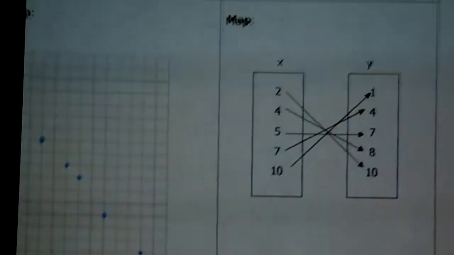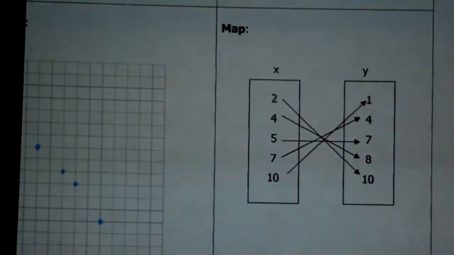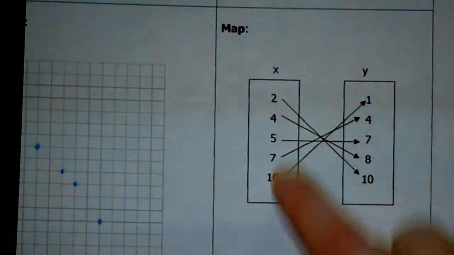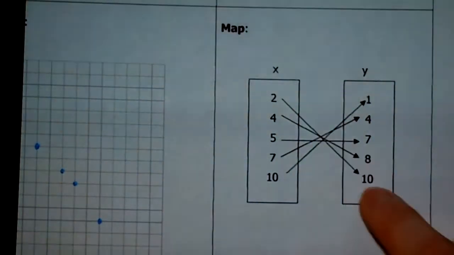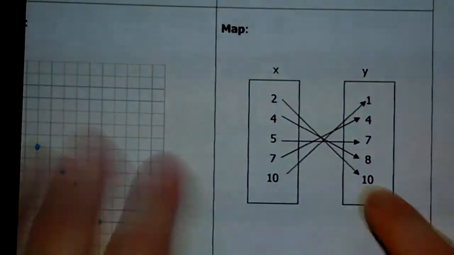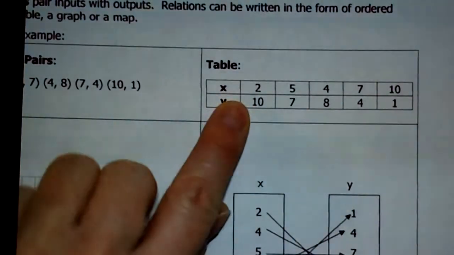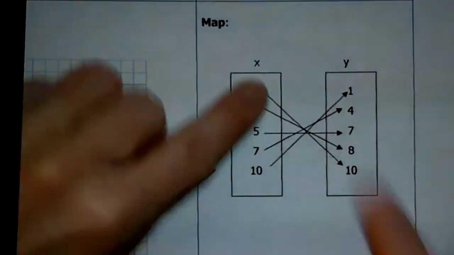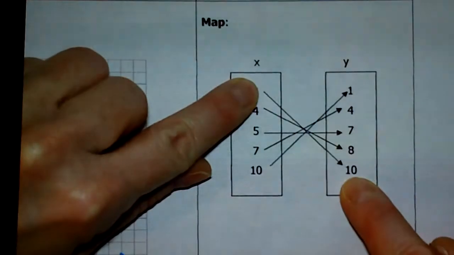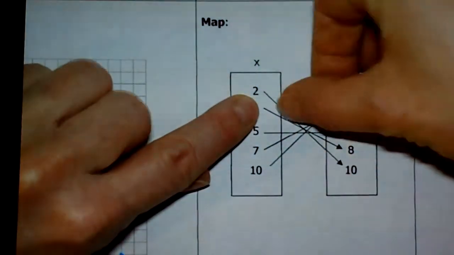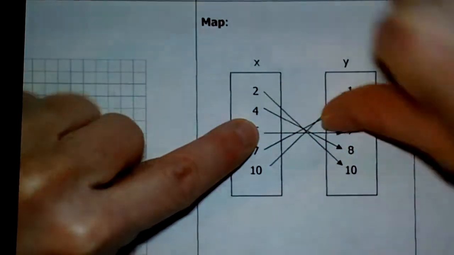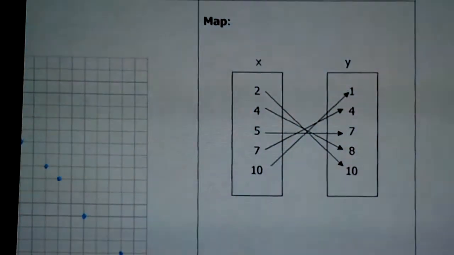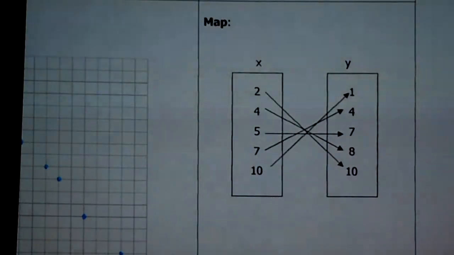A new one you might not have seen before is called a map. So we have all of our x values in order, we have all of our y values in order, and we have arrows bringing the two together. So in your table we see that 2 and 10 go together. To show that, there's an arrow drawn from 2 to the 10. And then we have 4 matching up with the 8, 5 matching up with the 7. So kind of a little messy way, not my favorite way, but it is a way you can see them.